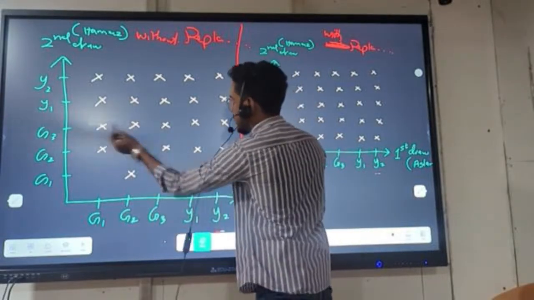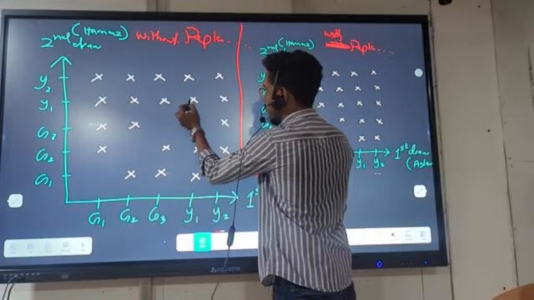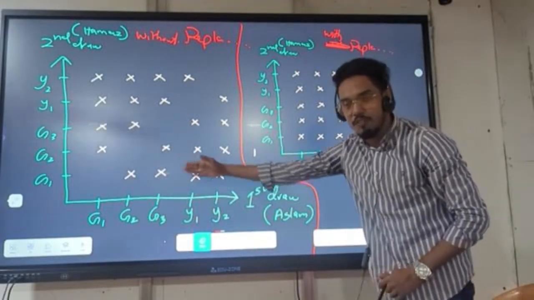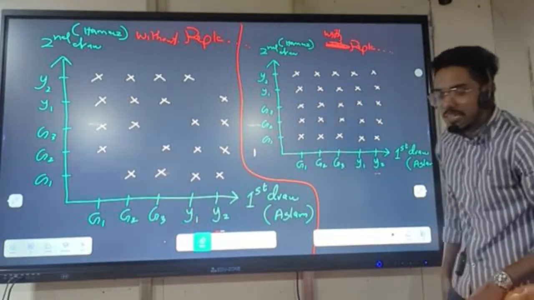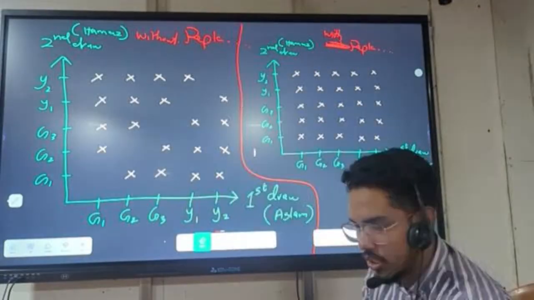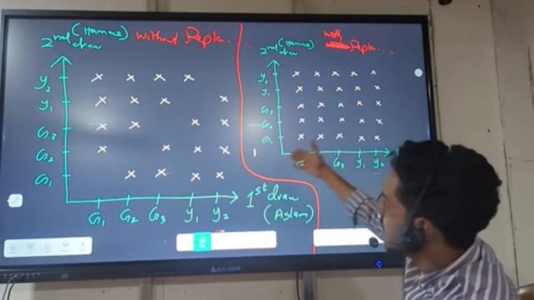So G3, G3 is not possible. Y1, Y1 is not possible. Y2, Y2 is not possible. So this is the grid we have for without replacement, and this is the grid we have for with replacement. So go to another page, quickly name it as without replacement and draw the grid.